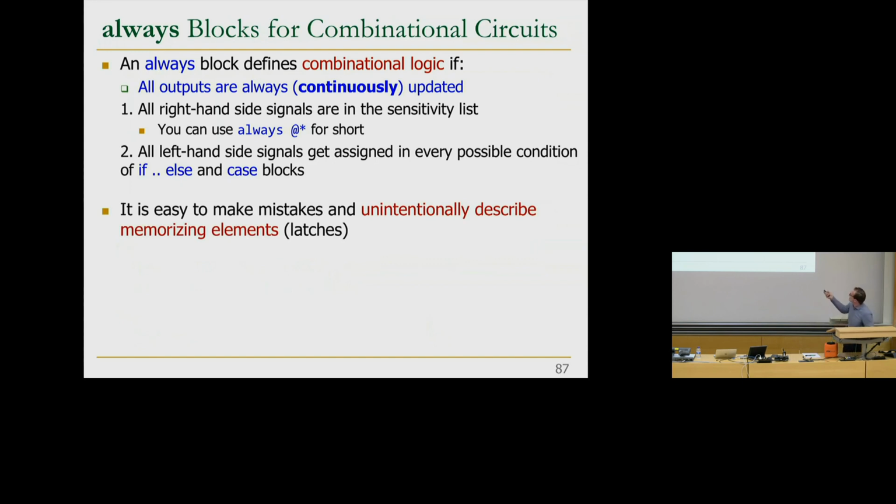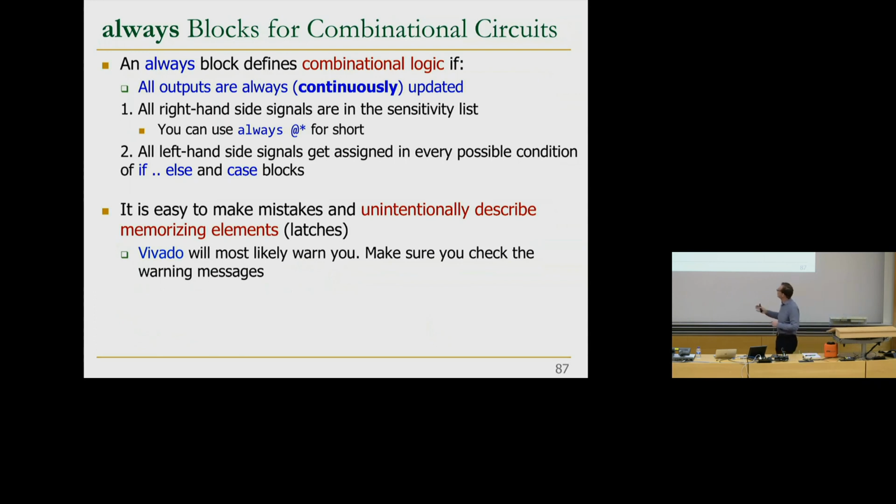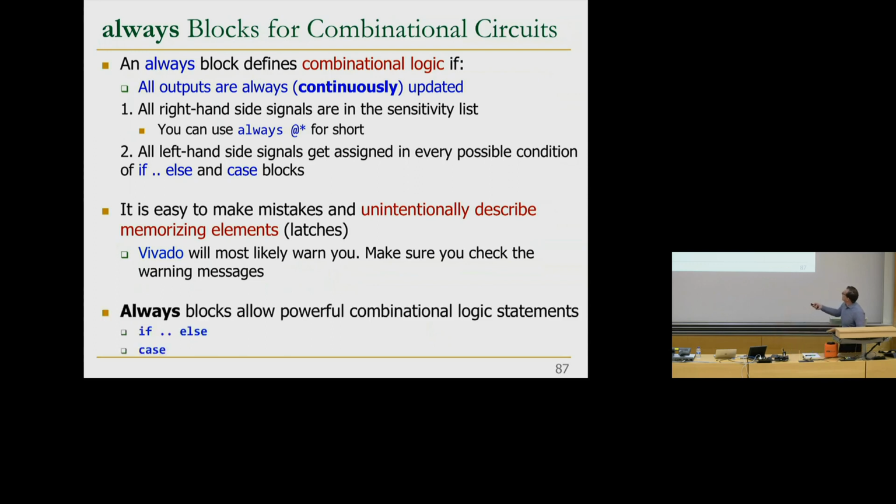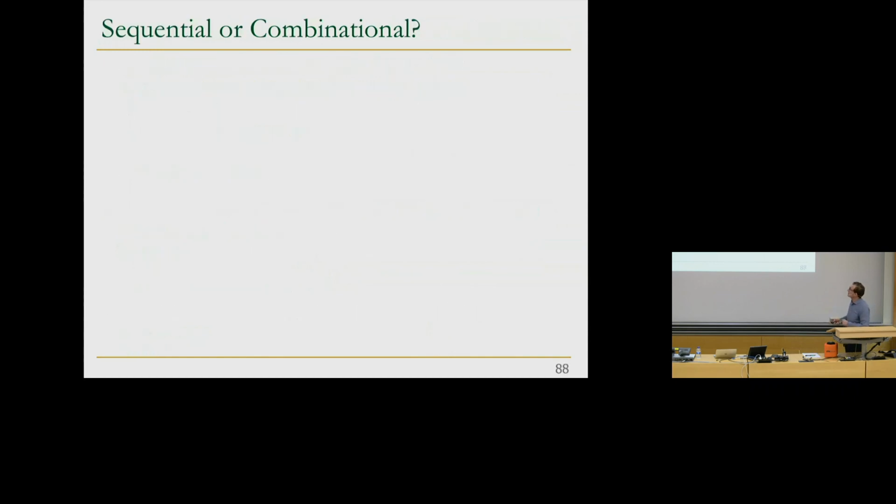Basically, it's easy to make mistakes and unintentionally describe memorizing elements like latches, even though you may want combinational elements. So your tools will likely warn you. Make sure you check the warning messages. The warnings are there for some reason. Unfortunately, these tools are not as great as they could be, but that's what we have. So always blocks allow powerful combinational logic statements, like if, else, case. So you may want to use this.